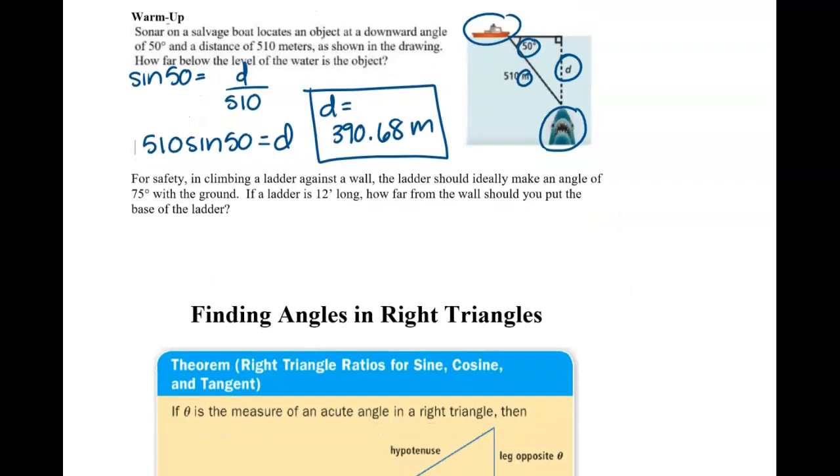Pause for a second, more than a second, however long it takes you to do this problem. Pause the video and do this one, and come on back and I'll review it with you.